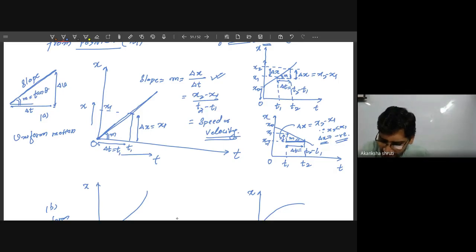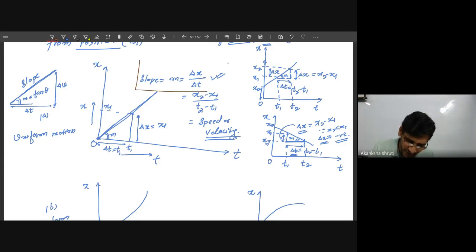Vertical axis change is our delta x. Horizontal axis change is our delta t. So it is given by delta x by delta t. That is written here. This is the standard formula for this slope. Student, this is the standard formula for this slope. In this formula, even if I substitute, means x2 minus x1, t2 minus t1.